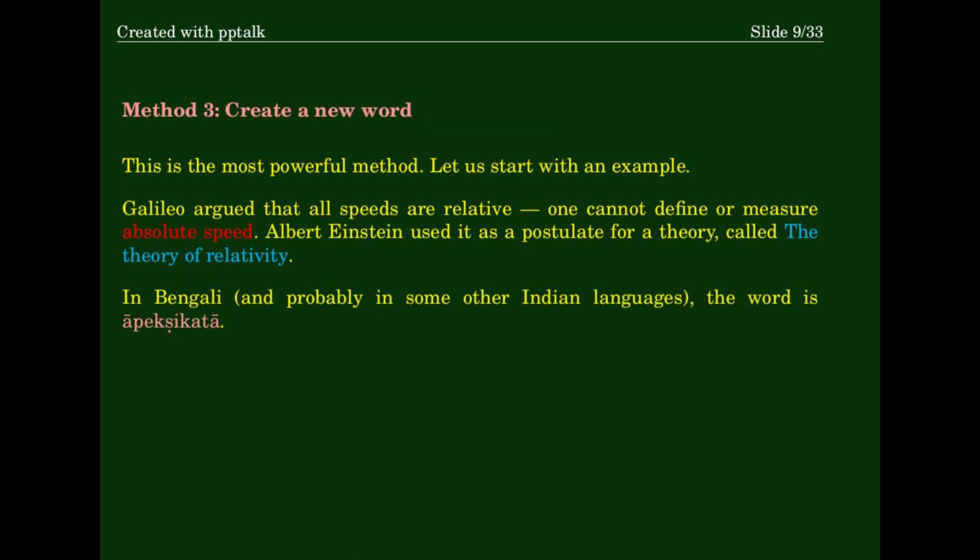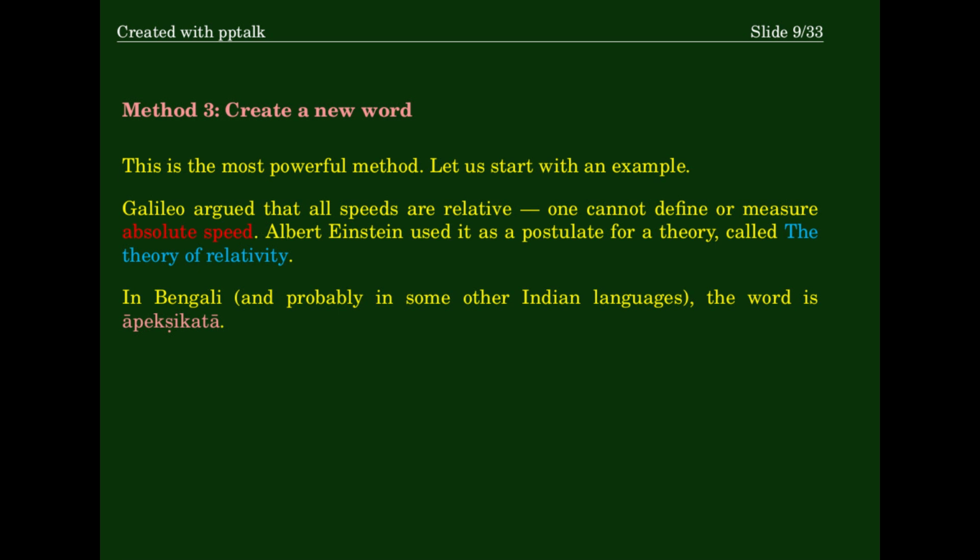And then comes method 3, which is creating a new word. This is actually the most powerful method. And let us start with an example. See, Galileo argued that all speeds are relative. One cannot define or measure absolute speed. Albert Einstein used it as a postulate for a theory called the theory of relativity.